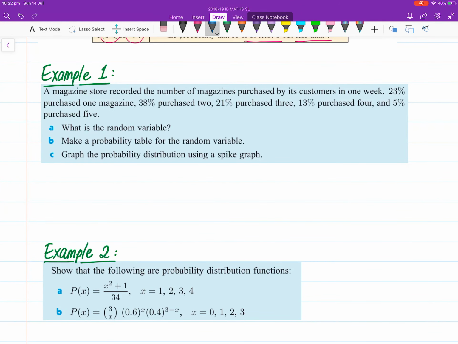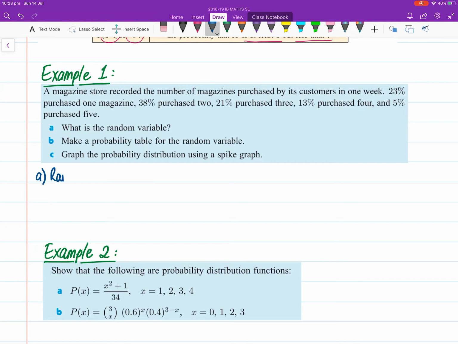Let's do an example together. So this one says, a magazine store recorded the number of magazines purchased by its customers in 1 week. 23% purchased 1 magazine, 38% purchased 2, 21% 3, 13% purchased 4, and 5% purchased 5. Okay, so what is the random variable? Like, what's the event here? The event is the number of magazines sold, right?